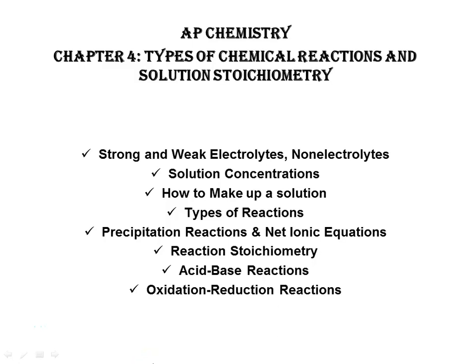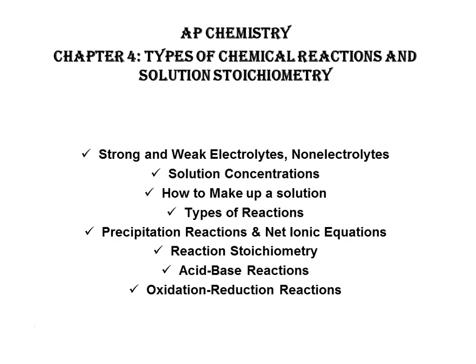Hello, welcome to Chapter 4, Types of Chemical Reactions and Solution Stoichiometry. So you guys can see from the screen the types of things that we're going to be covering in this chapter. How do you make solutions? What is the math behind it? How do things dissolve? And then we'll get into different types of chemical reactions, including precipitation reactions, acid-base reactions, and what we call redox reactions.